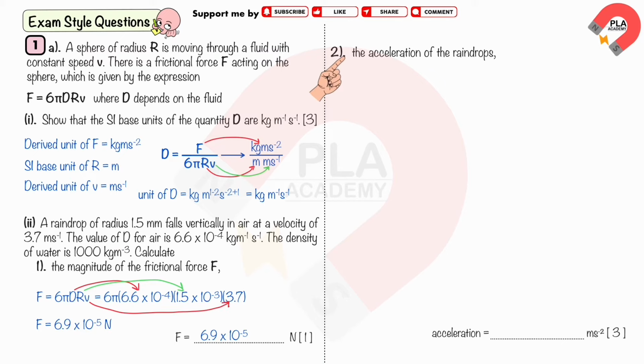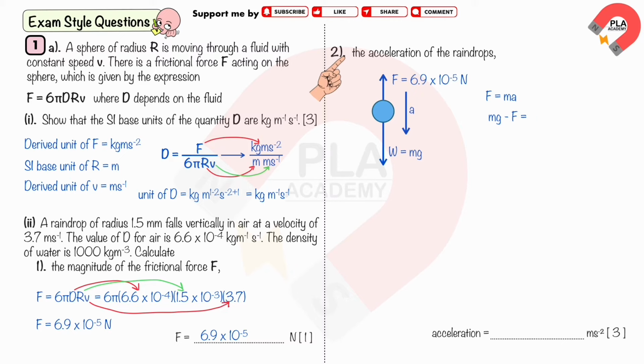2. Calculate the acceleration of the raindrop. When the raindrop moves downward, like this, there is the weight acting downward and the frictional force acting upward, causing the raindrop to accelerate downward. We calculate the acceleration from the equation F equals ma.